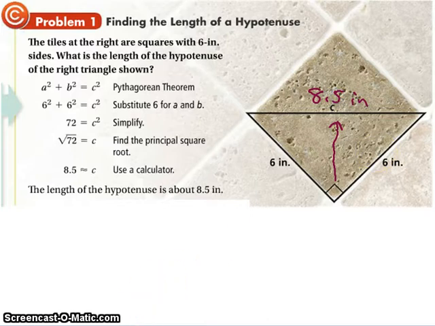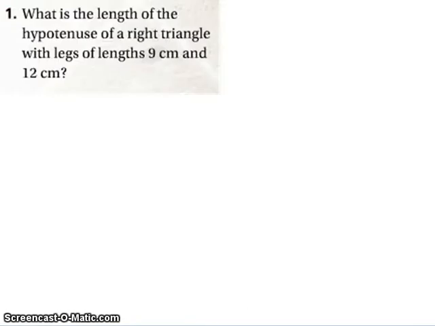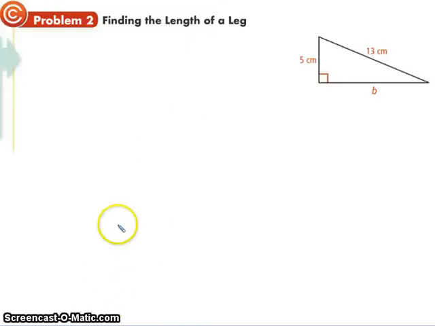Okay, pretty straightforward, about as easy as when you were 12 or 11, whatever you were when you were in 5th grade. Okay, we have the legs of 9 centimeters and 12 centimeters. Find the answer, the length of the hypotenuse. Okay, now this one, look what they tell us. Now they tell us the hypotenuse.